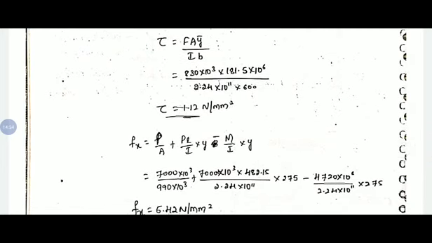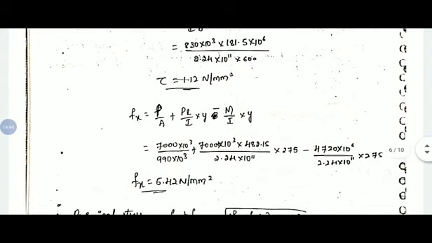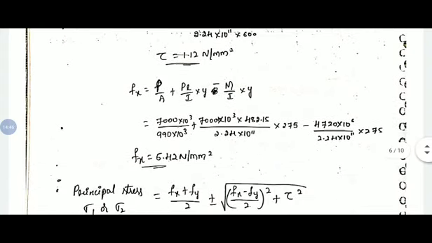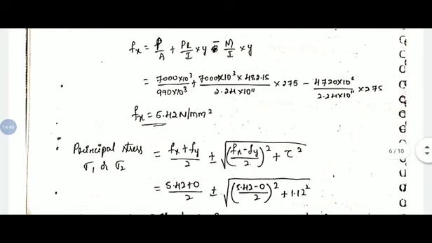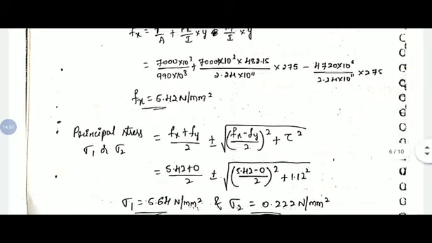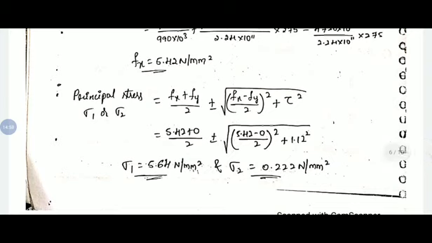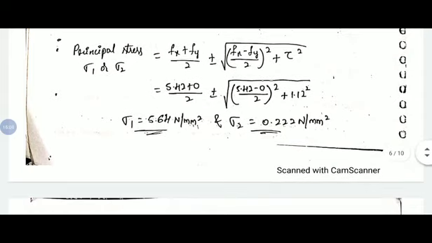So fx equals P by A plus P e by I into y minus M by I into y. So on substituting all the values, we will get the fx value as 5.42 Newton per mm square. So again principal stresses sigma 1 and sigma 2, fx plus fy by 2, and substituting all the data, we will get sigma 1 as 5.64 Newton per mm square and sigma 2 as 0.222 Newton per mm square.